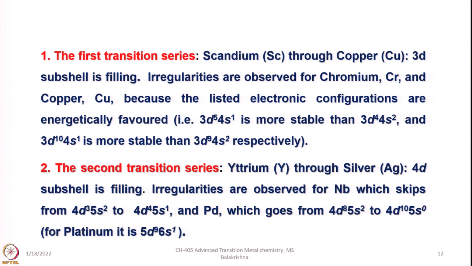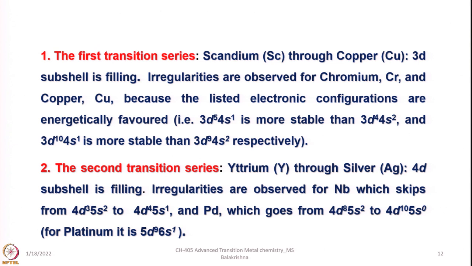As a result, what happens? One electron from 4S2 is added to have a 3D5 4S1 electronic configuration for chromium, and similarly copper assumes an electronic configuration of 3D10 4S1. This is because of extra stability, and of course this anomaly we also see with the nickel group, where we have D8 and S2 electronic configuration.